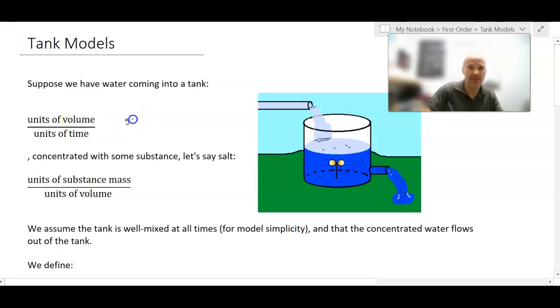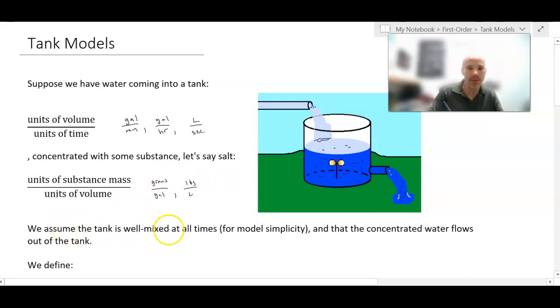This could be something like gallons per minute or gallons per hour. There are lots of different units of volume that we could use. We could use liters per second. It just really depends on the context. And we're going to say it's concentrated with some substance. That's going to be units of the substance divided by units of volume, so basically how much mass there is of a substance distributed evenly in that tank. This could be in grams per gallon, or in pounds per liter. So these are all units of some sort of mass.